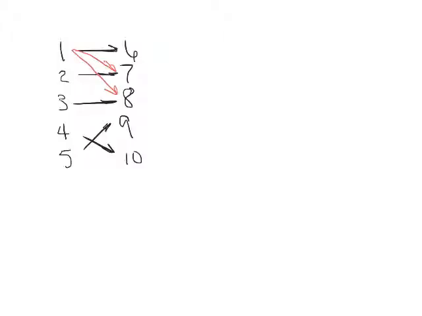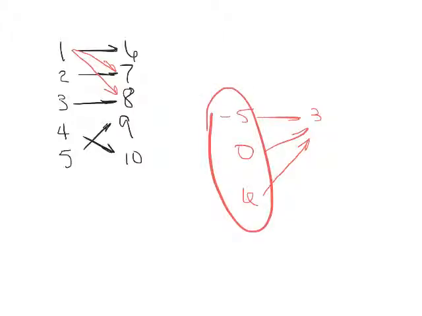Okay, but notice they each relate to the same number. So we have -5 relates to 3. We have 0, which relates to 3. And we also have 6 that corresponds to 3. But each one only goes to one number, so therefore it is a function. So the range is right here, and we only have one member or one element in the range.